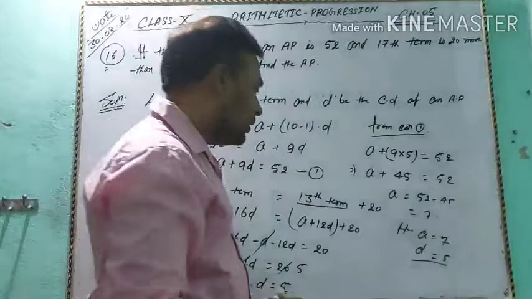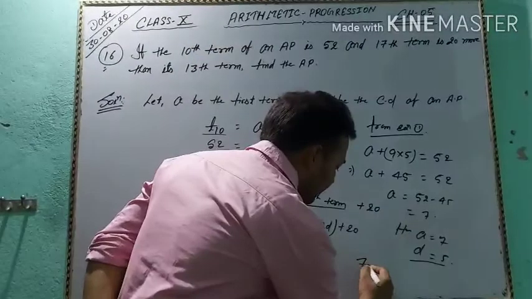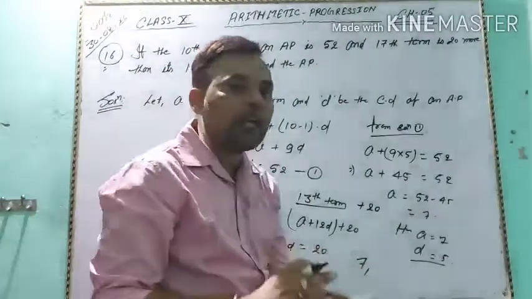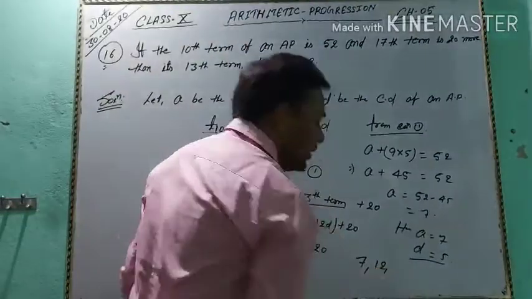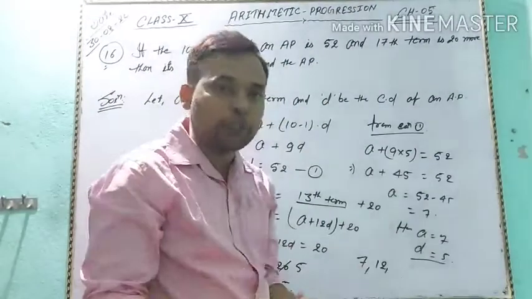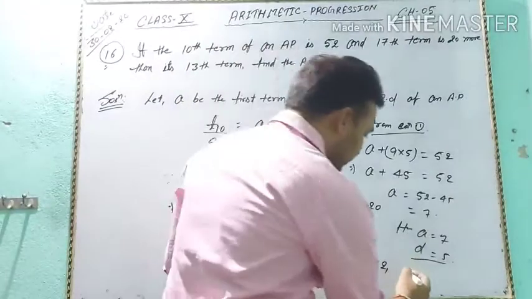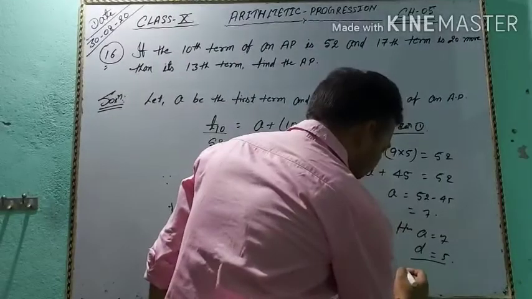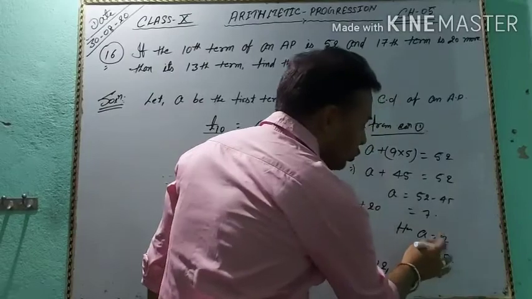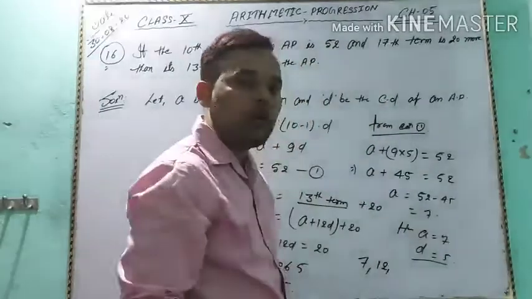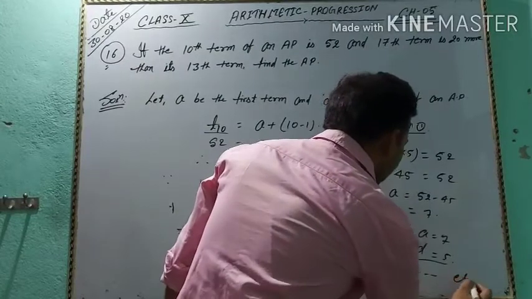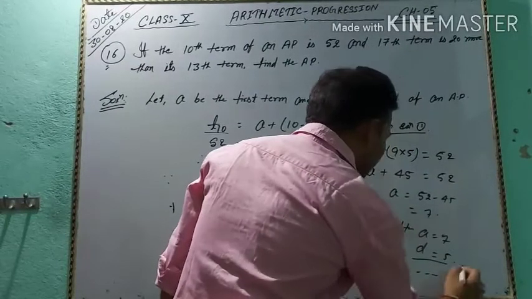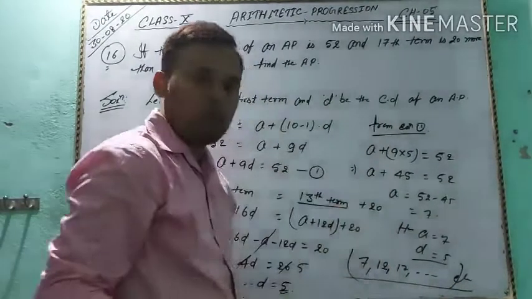So in the AP, the first term is 7, the second term is A plus D, that is 12. The third term is A plus 2D, that is 7 plus 2D, that is 5 twos are 10, so 17. Dot dot dot. Okay, so this is the required AP.